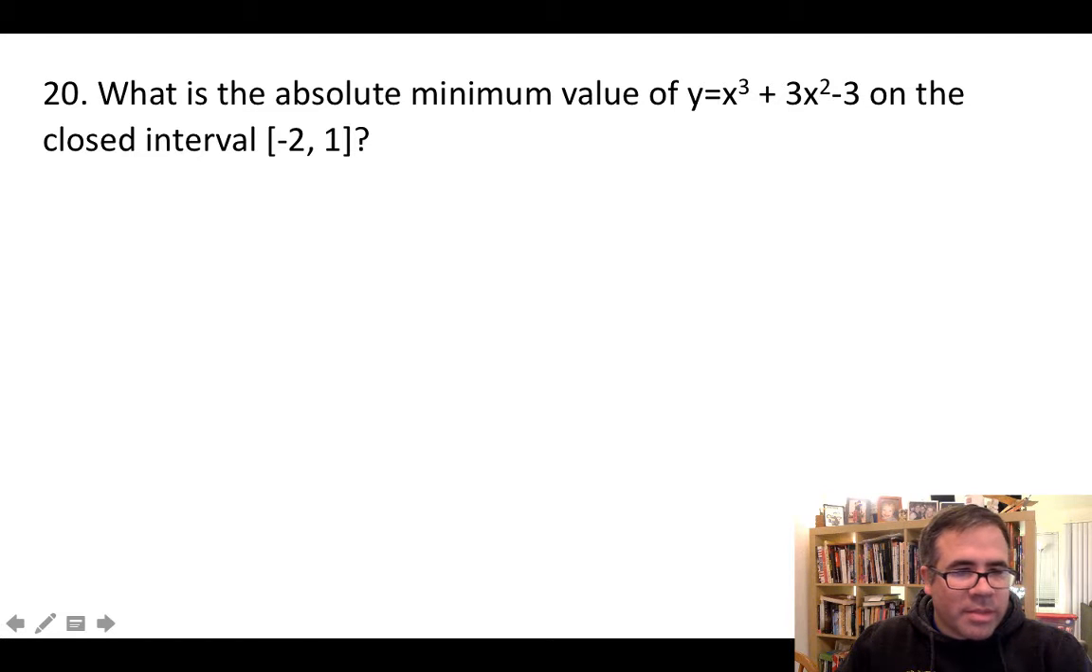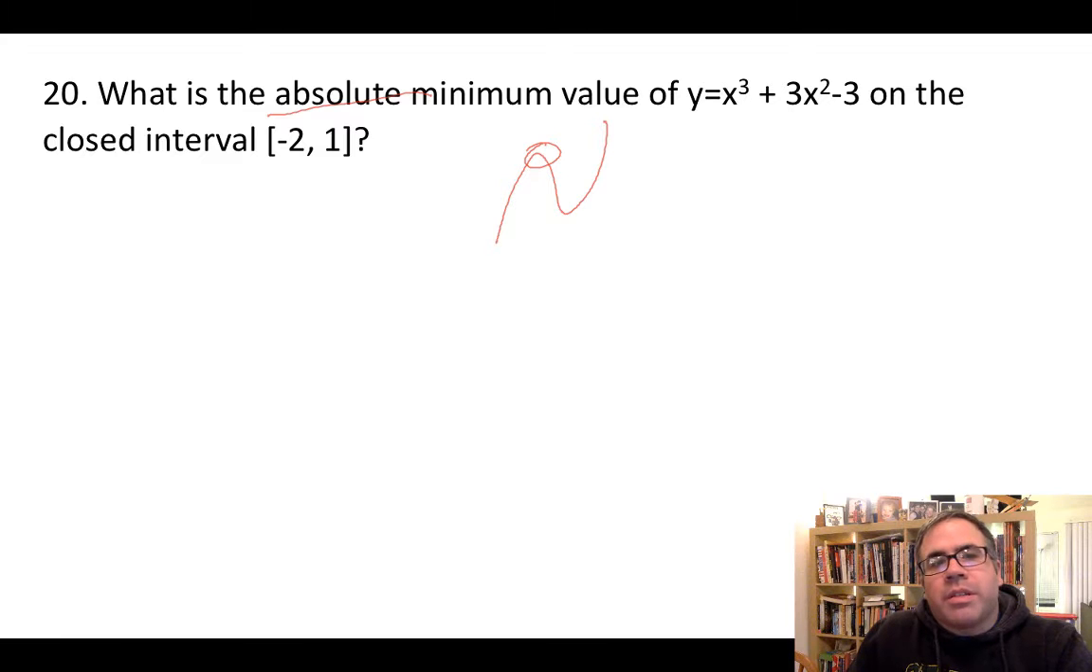Okay. This is probably the hardest question on this page. What is the absolute minimum value of y equals x cubed plus 3x squared minus 3 on the closed interval from -2 to 1? For this, just a general reminder, cubic functions look mostly like this. So we're going to want to see if we have any relative minima in the interval. And then once we've identified that, we need to look at the endpoints to see what the absolute minimum is.